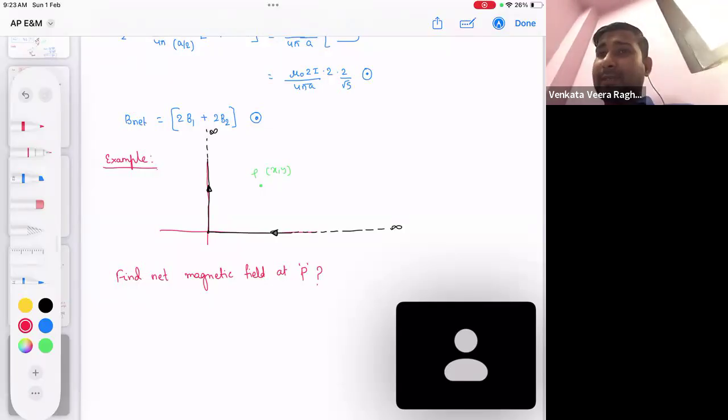So tell me, what is the magnetic field at the point P? Just separate it once: calculate the magnetic field due to the y-axis conductor, and then calculate the magnetic field for the x-axis conductor. Okay. Tell me, trying this one, are you getting the answer?